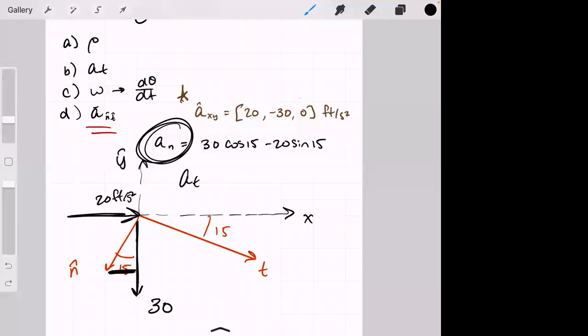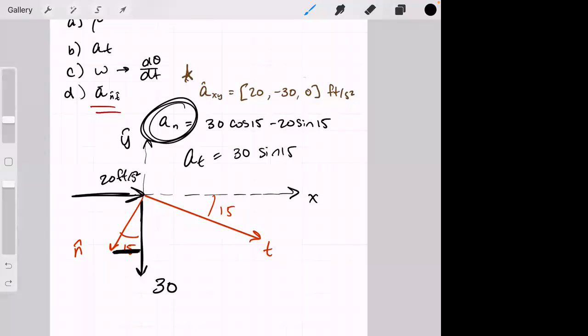Let's do tangent first. I always have an easier time with the tangent side. Okay, so 30 sine of 15. We want this tangent side. So when we're looking at 30, we can consider it over here where that 30 is, and it's the sine of that 30. And then negative 20 cosine of 15. This 20 is the cosine.